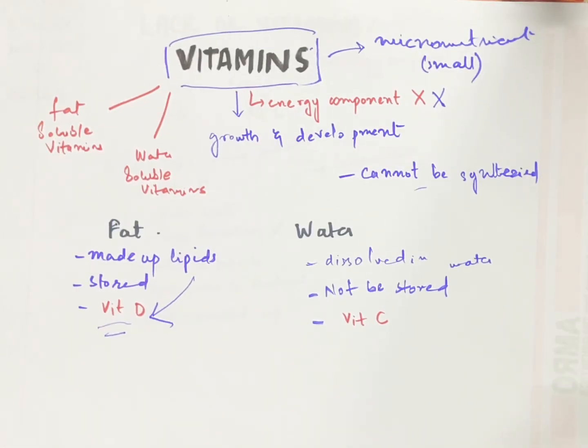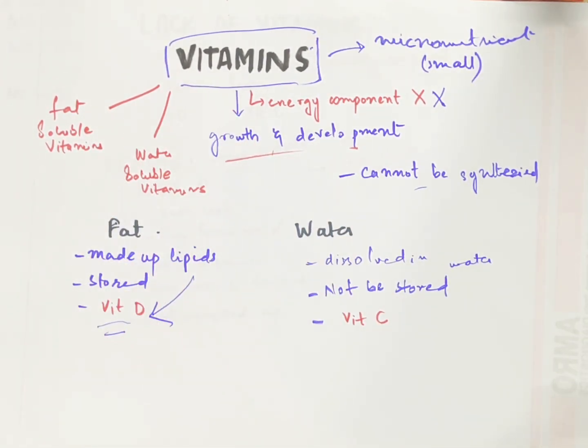The last component that is responsible for the balanced diet is the vitamin. Vitamin is not considered a macro component. Basically, it is considered a micronutrient, which is required in a small quantity, but it is very much needed. This is something that is not made by the human body. It is taken from an external source, and is responsible for growth and development.